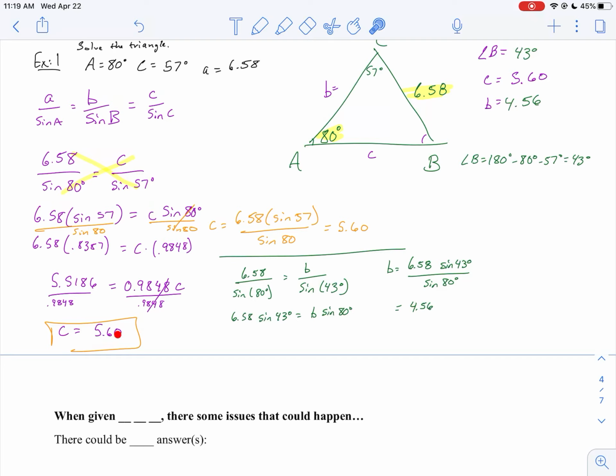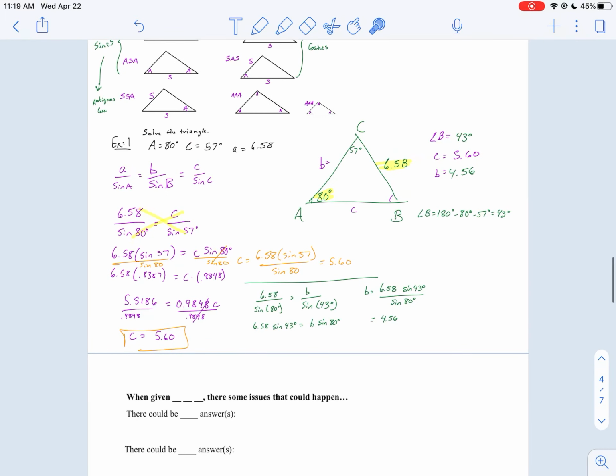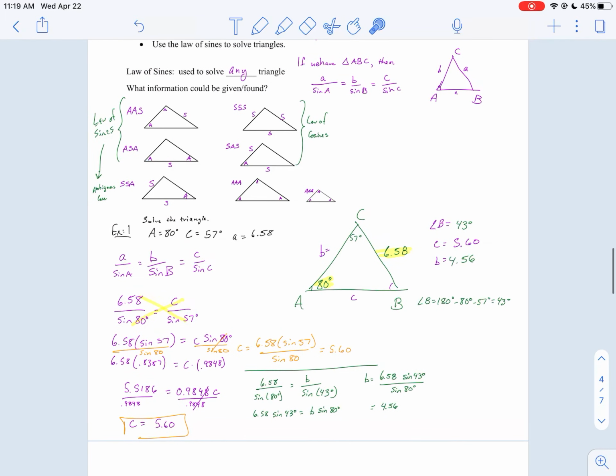We solved this by cross multiplying and dividing. That gave us C. To find angle B, we had to take 180 degrees in the triangle, subtract 80 and 57 to find the 43. Once we had the 43, we could set up another law of sines here. We've got A over sine of A equals B over sine of B. Cross multiply, divide to get 4.56 for B. And that is how you do the law of sines.